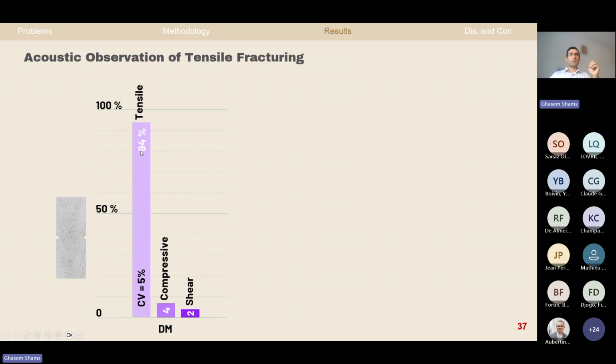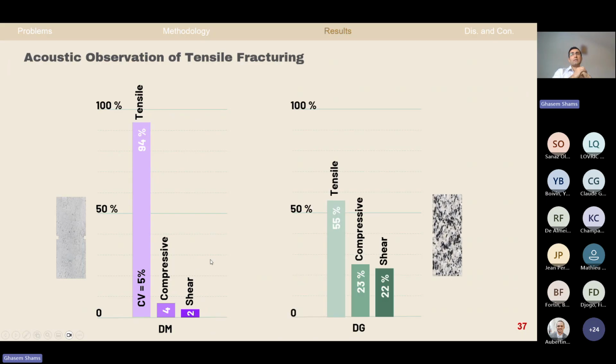Of the acoustic emission detected, or microcracks detected, only 2 to 6% are non-tensile. What we had in Brazilian, in the granite specimen, was 55% tensile. Again, if you want to compare the tensile strength of mortar and granite, we know that the granite has a higher tensile strength.